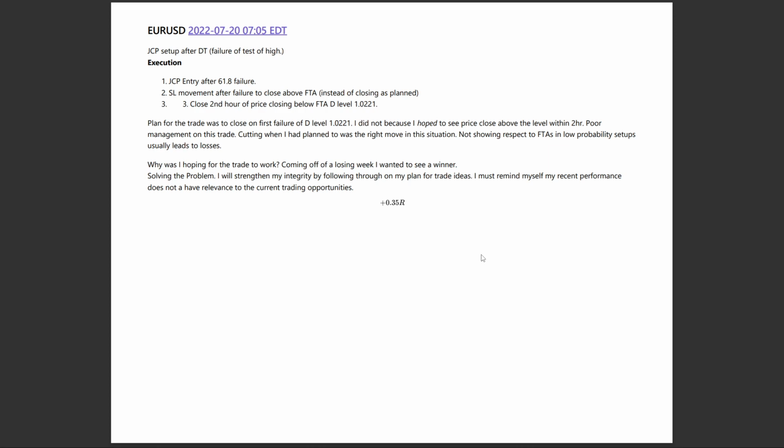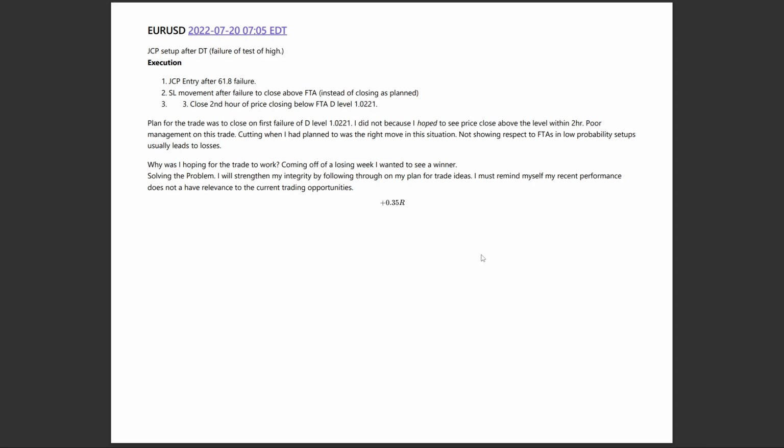Also, low probability for me is 61.8. This setup off the 61.8 is not that great, and it takes a very long time for it to actually end up hitting targets if I'm down at the 61.8, because that generally has, at least I've noticed, a slow reaction compared to the 50 and 38.